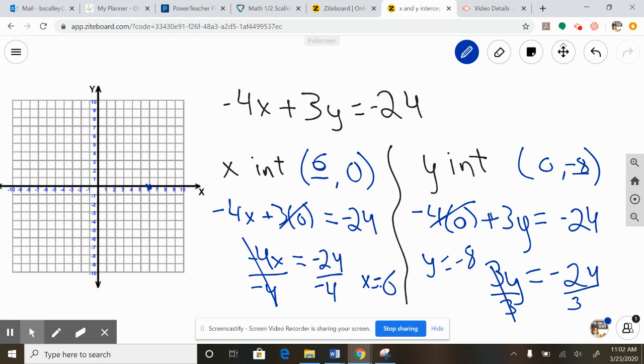So that on the graph would look like this. 0, negative 8 would be down here, a little bit up, right there. So those would be my x-intercept and my y-intercept.